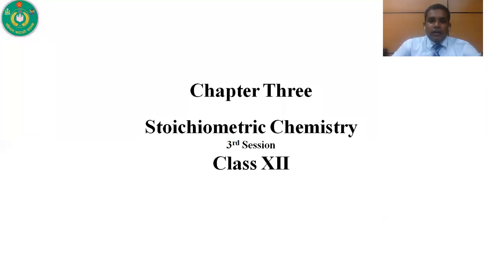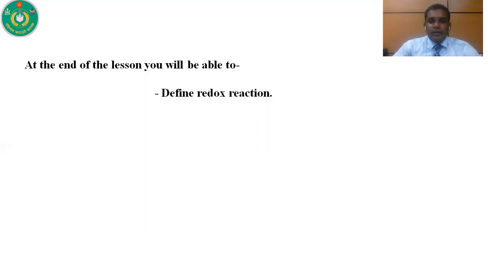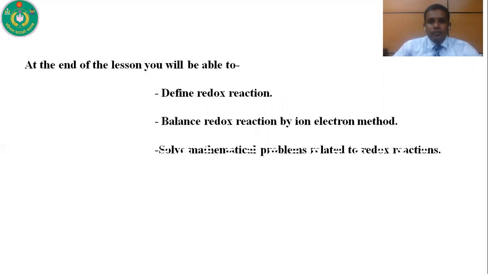Today, I discuss chapter 3, stoichiometric chemistry. This is also known as quantitative chemistry. This is the third session for class 12. At the end of this lesson, you will be able to define redox reaction, balance redox reaction by the ion electron method, and solve mathematical problems related to redox reactions.